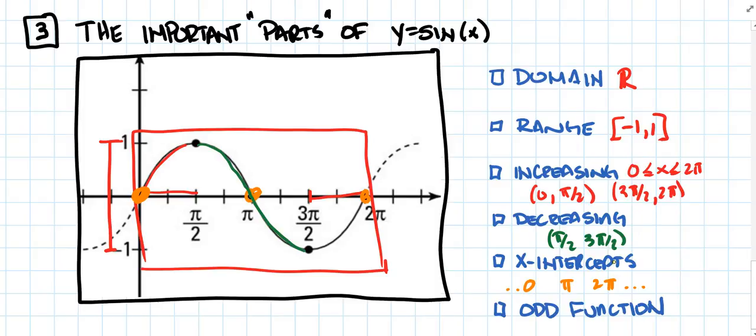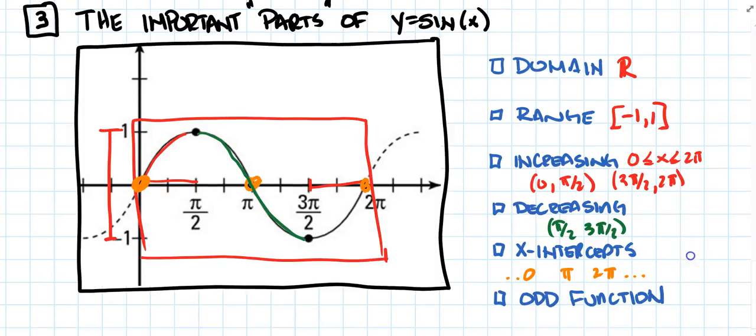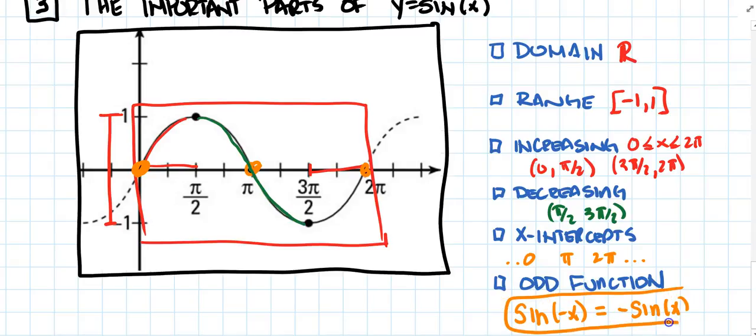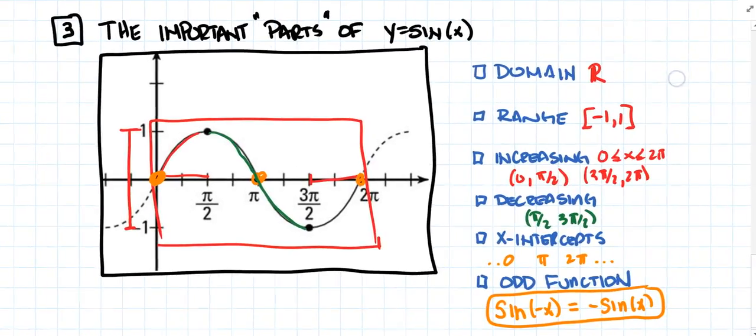And notice that sin(x) is an odd function. So what the heck does that mean? Remember that sin(-x) is the same thing as -sin(x). We're going to use that one from time to time. Also note that the sine function is symmetric about the origin. That's what odd function means as well. Okay, lots to remember there, but those are the important parts for y = sin(x).